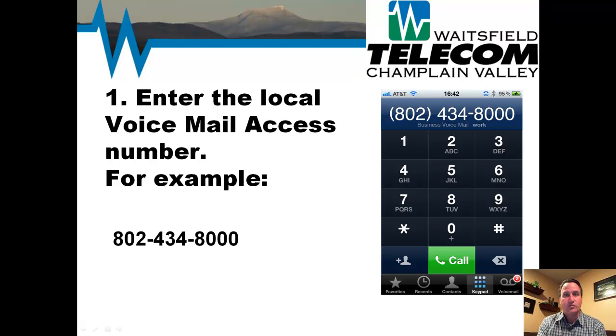Well, the first thing I'd have to do is call the local voicemail number. Now in Richmond it would be 434-8000. If it was in Warren, it'd be 583-8000. If it was someplace else, it'd be 545-8000. You get what I mean. There are various local numbers that you can call to get to our voicemail system. But that's what I would have to add into my iPhone.